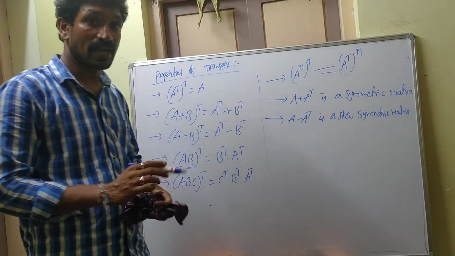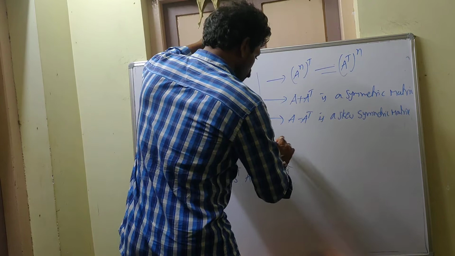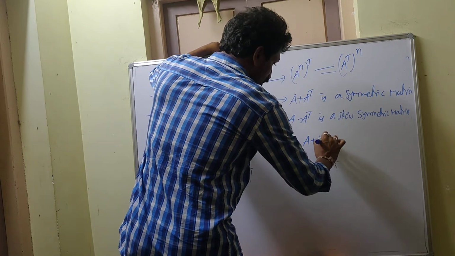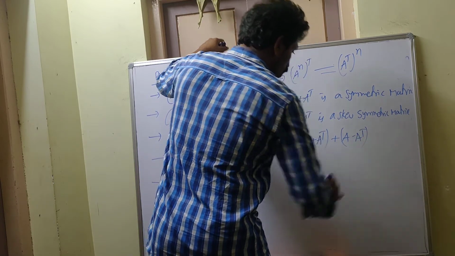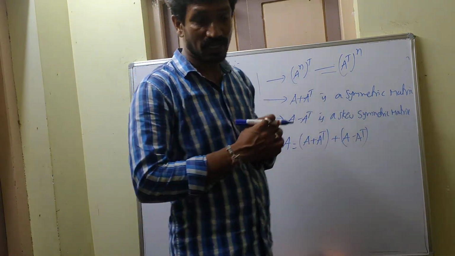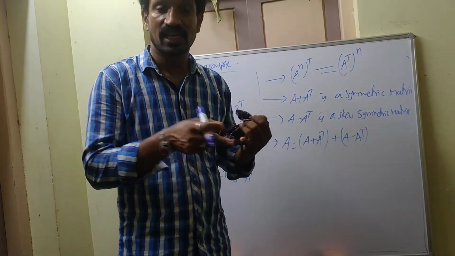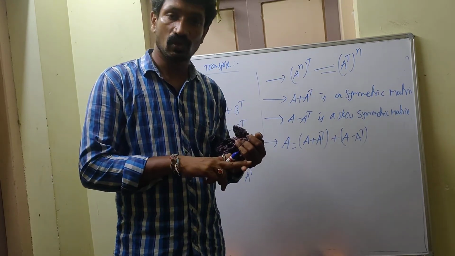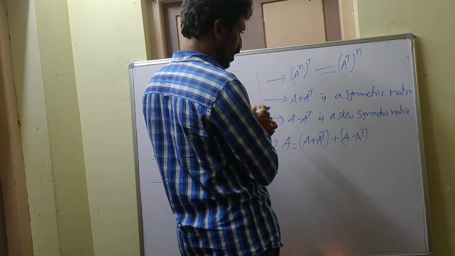Now, a matrix can be expressed as the sum of a symmetric and a skew symmetric matrix. How will it be? See, matrix A is equal to A plus A transpose plus A minus A transpose. One thing you just remember: if any matrix A is symmetric, then if you multiply by any scalar K, KA is also symmetric. If A is skew symmetric, then KA is also skew symmetric. Just remember. If you want to write those properties, you can write, no problem.